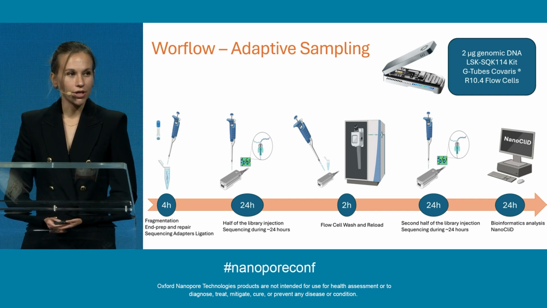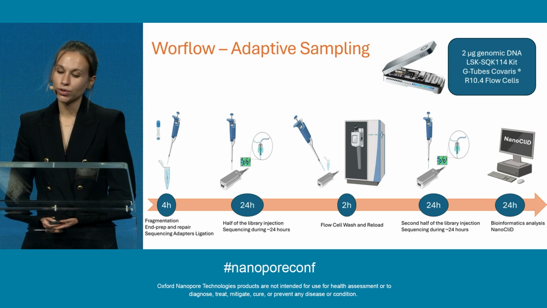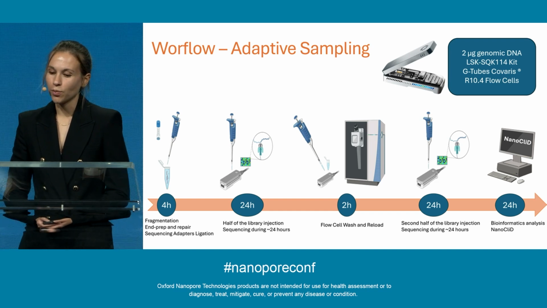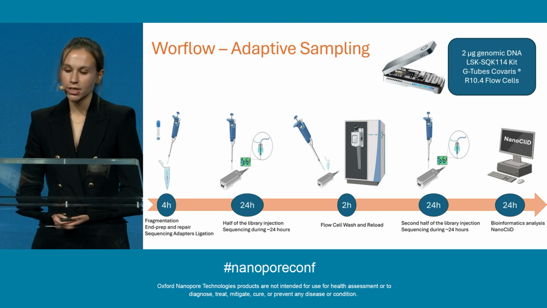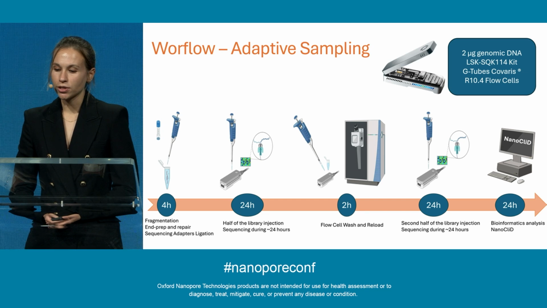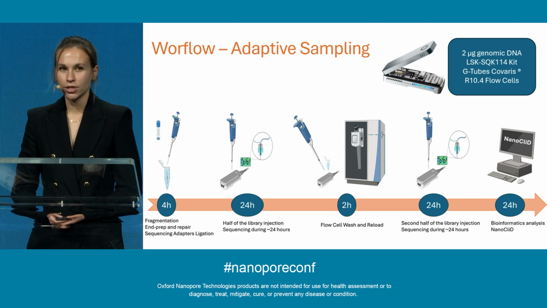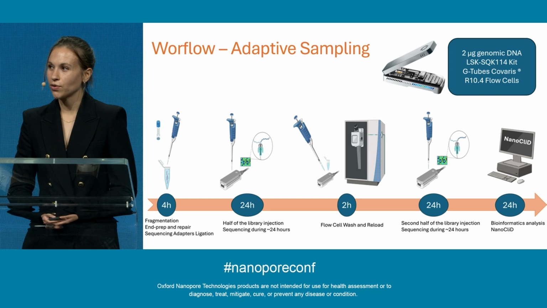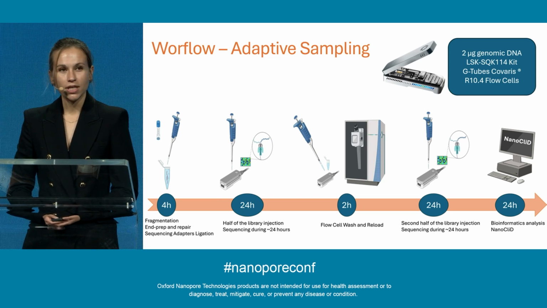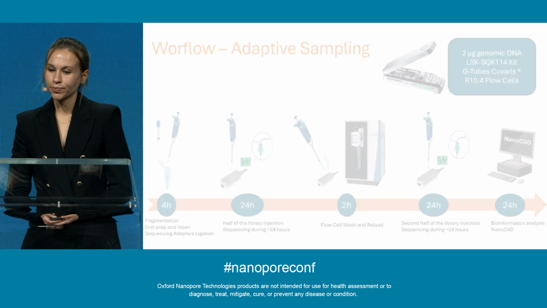After this, we inject the library in two different parts. The first part will be injected on the MK1B for almost 24 hours. After this time, we stop the run to wash the flow cell and reload the second half of the library for another 24 hours. After this, the bioinformatic analysis will be automatically launched.